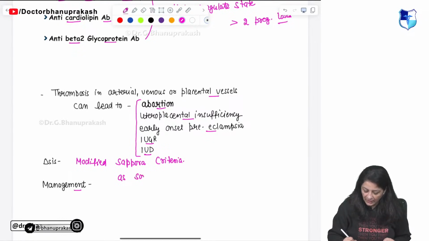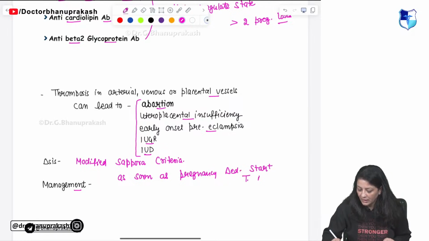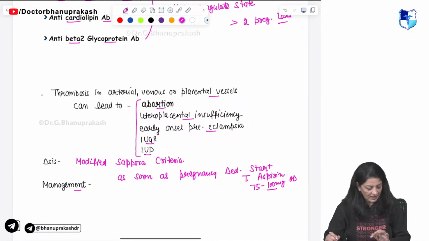As soon as pregnancy is diagnosed, start tablet aspirin with the dose of 75 to 100 milligram OD. OD means once in a day. As soon as pregnancy is diagnosed.